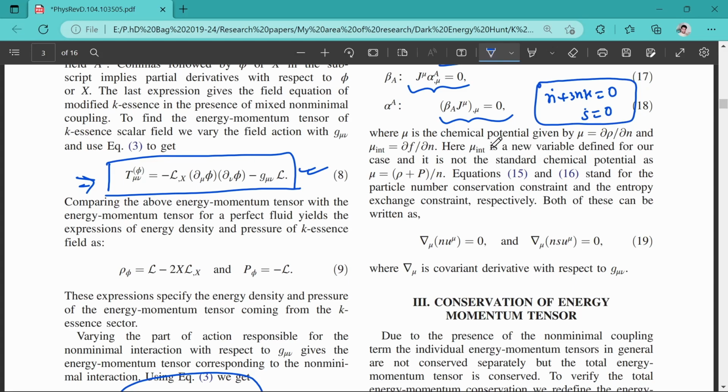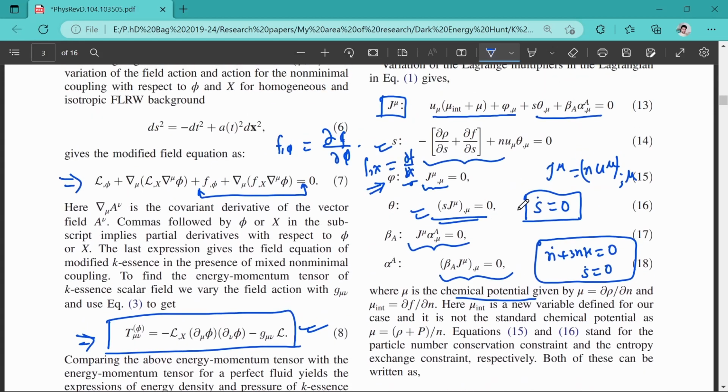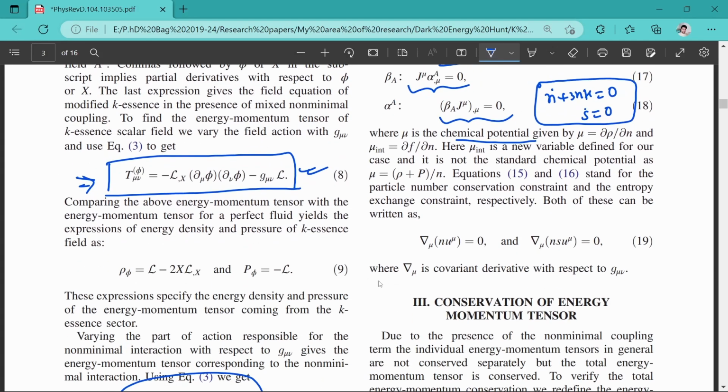Okay, so now we can define the chemical potential corresponding to this fluid. Mu is equal to d rho by dn, and for the interaction it will follow the same, that mu interaction is df by dn. So what you are seeing here is j mu; basically the same thing I have written here as del mu and u mu, and del mu and s u mu. Okay, so it will give you a few different things like n dot plus ns dot plus ns 3h is equal to 0. So n dot will give you basically minus 3nh plus ns dot plus ns 3h.